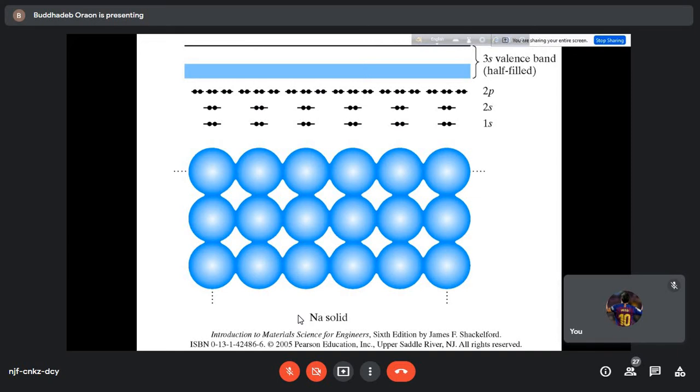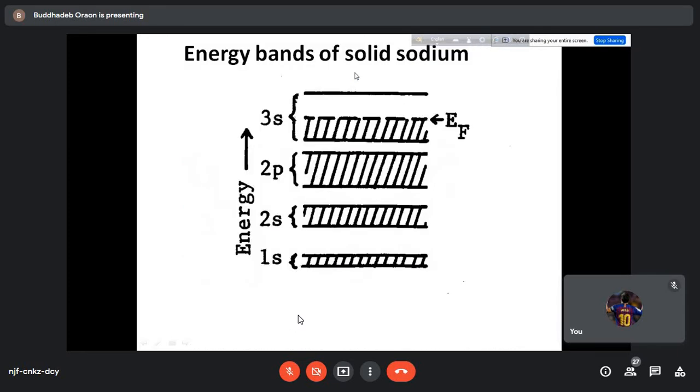Here, when you are considering a solid, that means when a large number of atoms come closer and form a solid, the 3s band is half filled, so 50% of the space is occupied, and we get an energy band like this, which has been shown in blue color. So this is the idea of energy band.